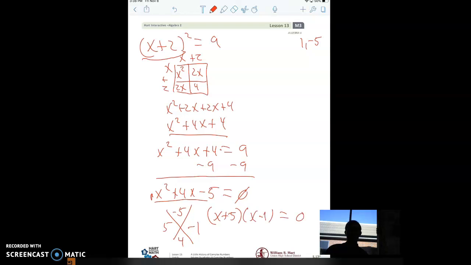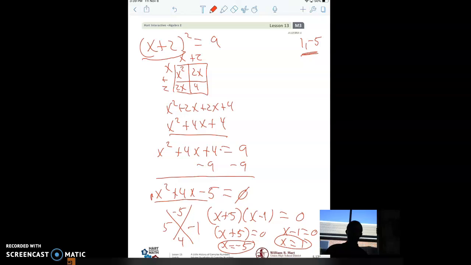Set each factor equal to 0. I get x + 5 = 0 or x - 1 = 0, so x = -5 or x = 1. And if you notice, these are the same solutions as I got originally by using that square root method from before. Okay, great. What's the next method?